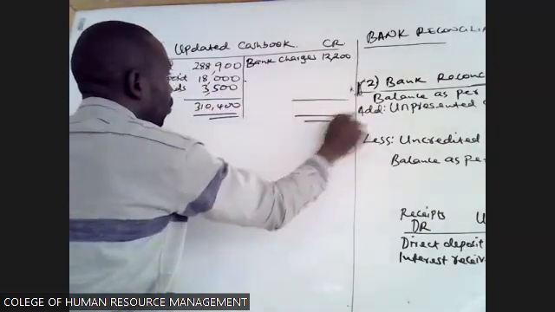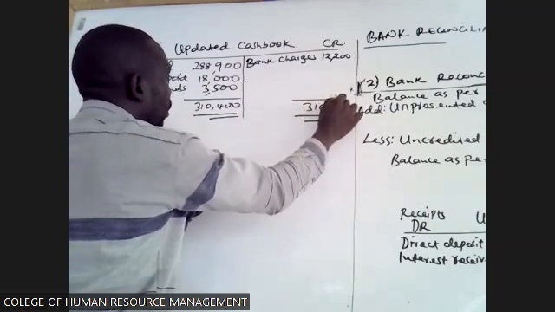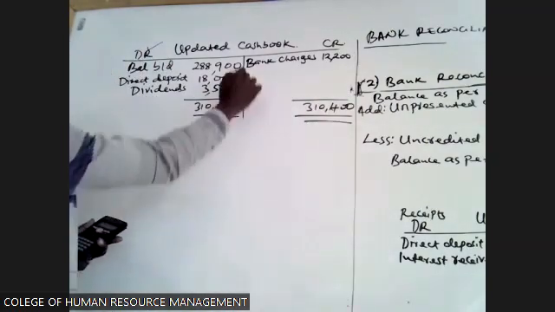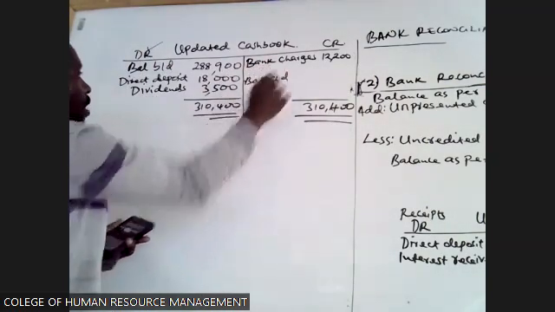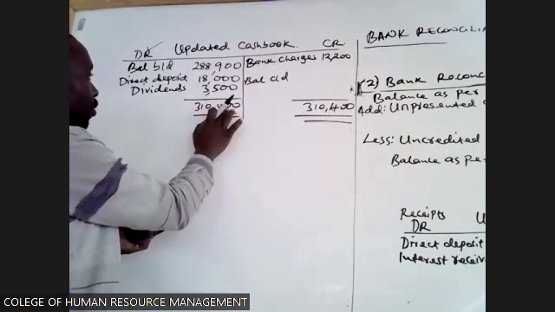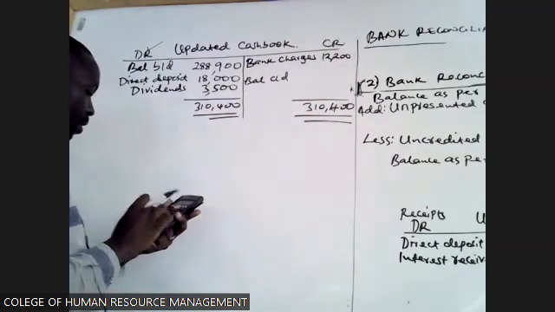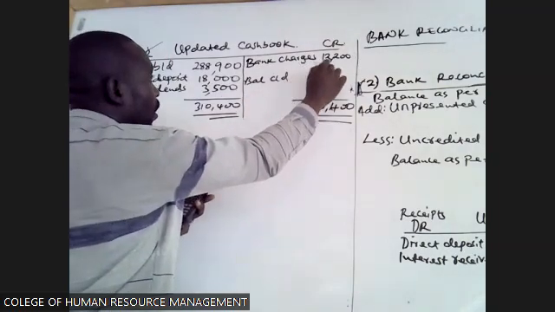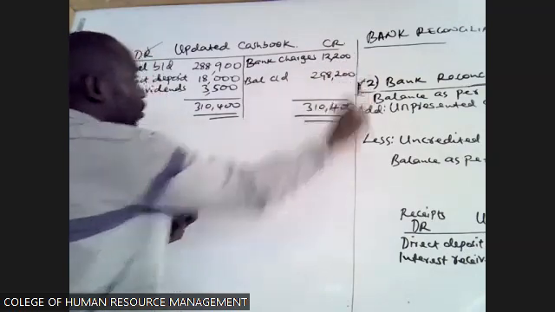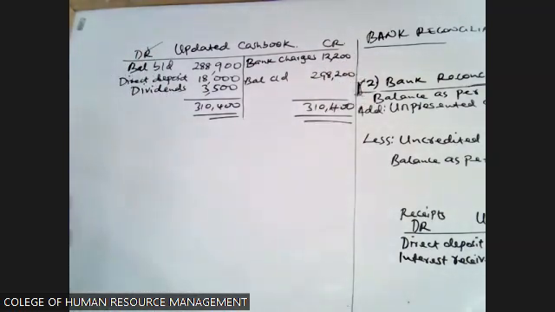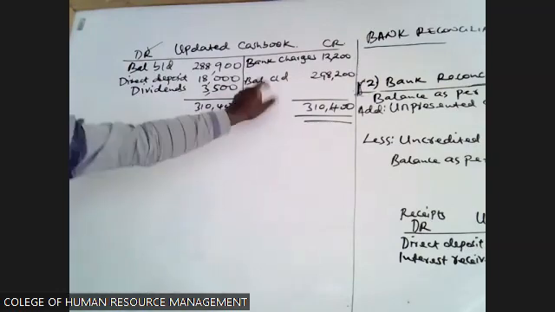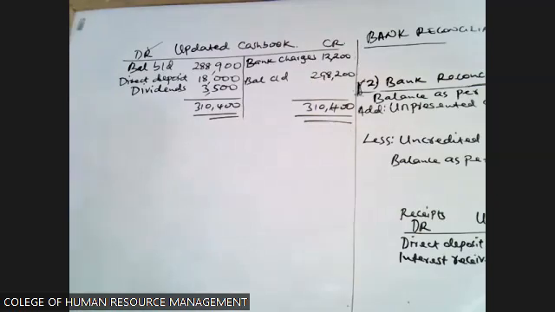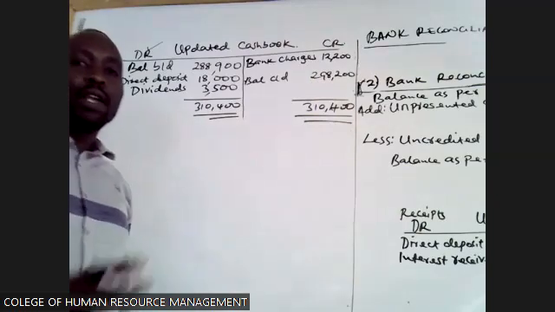So this side should also be 310,400, sorry. So the missing figure there is what we call the balance carried down. You take this total minus that. 298,200. That is the balance at the updated cash book. This is the figure we use in the reconciliation. I hope everybody is up to that point.